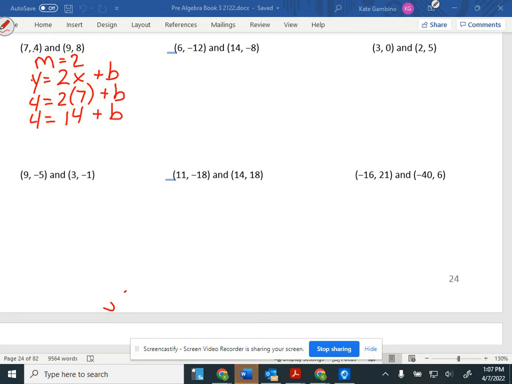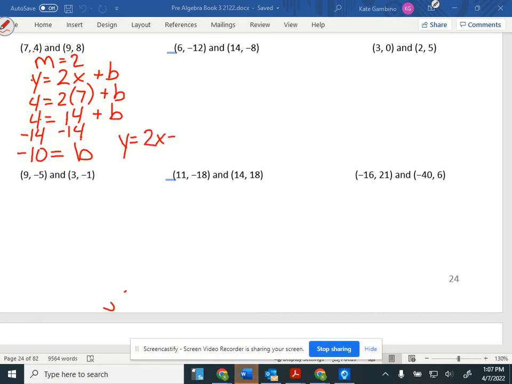How do I get b by itself, Katie? Since there's a positive 14, you subtract 14. We're going to subtract 14 because it's a positive 14, so we need to do the opposite. The opposite of positive is negative. So positive 14, negative 14. 14 minus 14 gets me 0. So I'm left with just b here. What is 4 minus 14? Negative 10. So b is negative 10. So now I can put it into my y-intercept form.